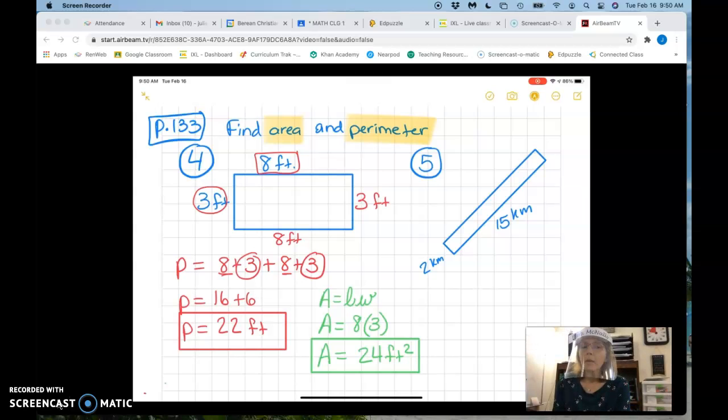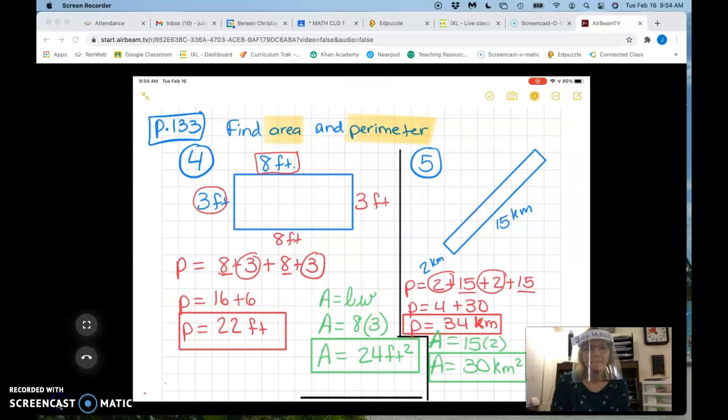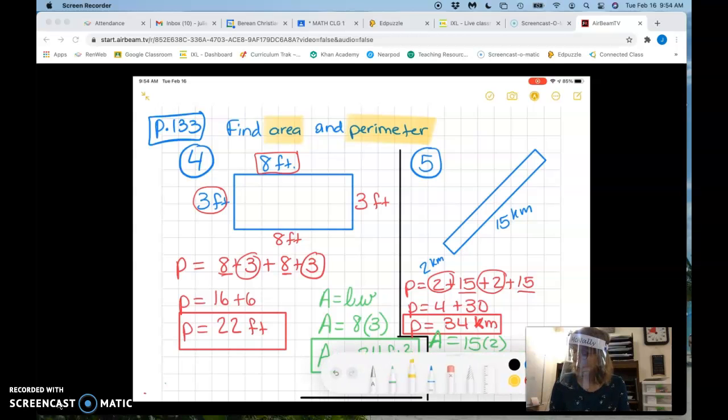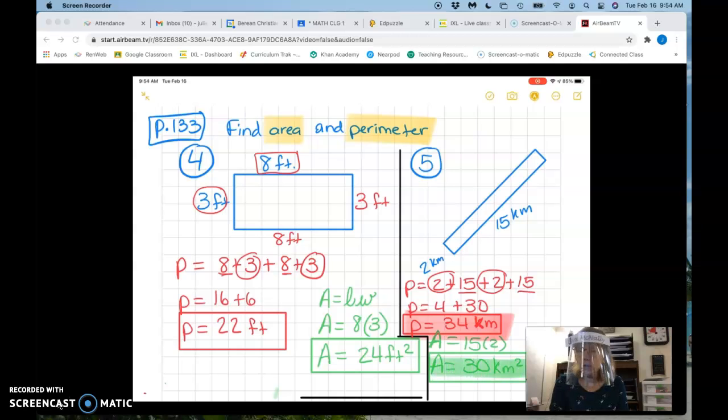Now, you will very rarely get the same number for perimeter and area. So if you got the same answer for both, you might want to check your work. You might have done something wrong. I want you to try number 5 on your own, and then I'll come back and show you the answer. Okay, so what you should have gotten for number 5 is the perimeter equals 34 kilometers, and then the area equals 30 kilometers squared. So pause and copy that down and make sure you understand how to do that.